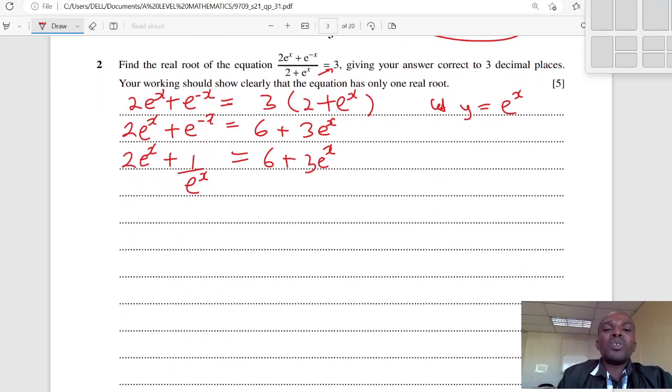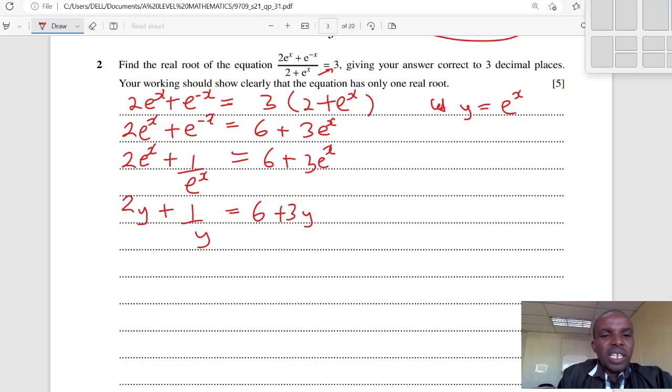Right, now I can substitute. I can put a y instead of e to the power x. So it will be 2y plus 1 over y equals 6 plus 3y, like this. Then I can now get rid of y, that is my denominator. I can use the lowest common multiple method. I multiply everything by the lowest common multiple of the denominators. In this case, it's y. So I can multiply everything by y.